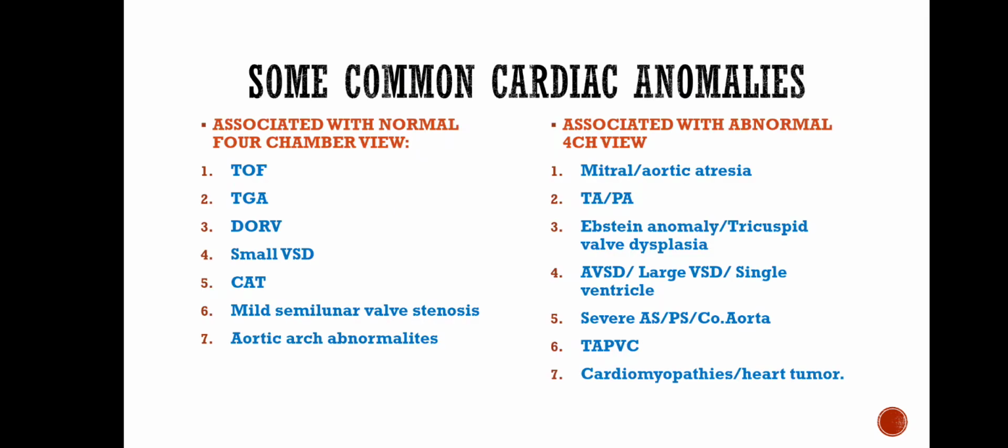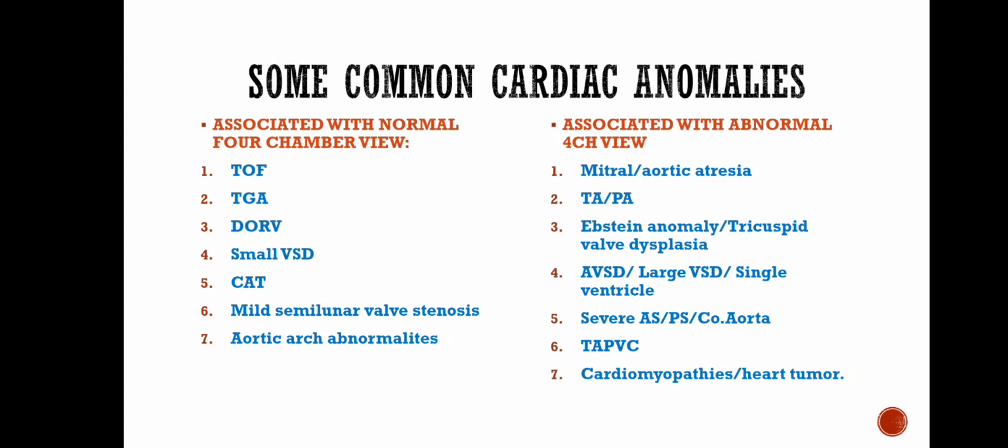Now come to some common cardiac anomalies. Not all congenital heart disease alters the fourth chamber view. Conditions such as tetralogy of Fallot, transposition of great arteries, double outlet right ventricle and aortic arch abnormalities may have a seemingly normal 4-chamber appearance. This is precisely why outflow tract evaluation and 3VT assessments are indispensable components of modern fetal cardiac screening.